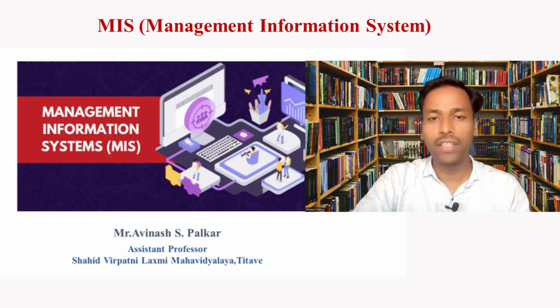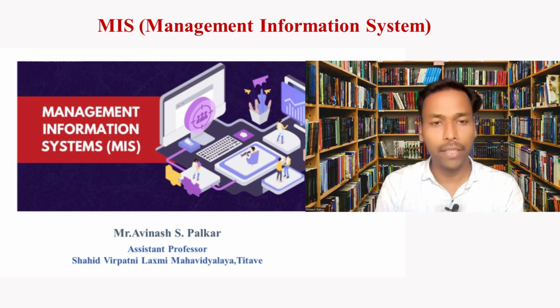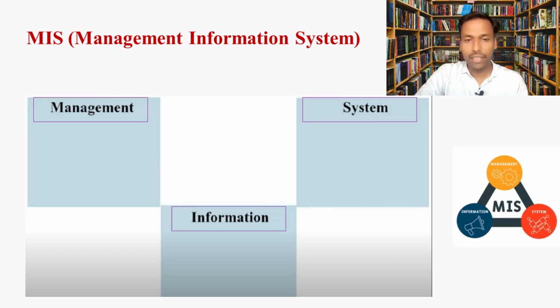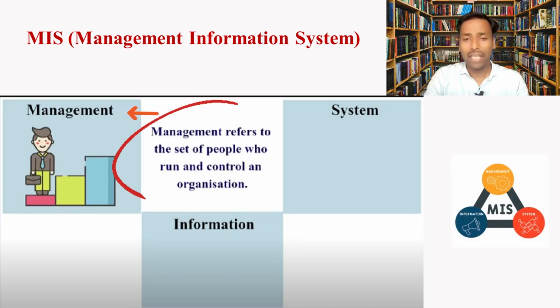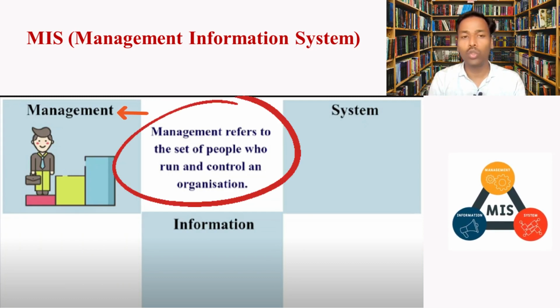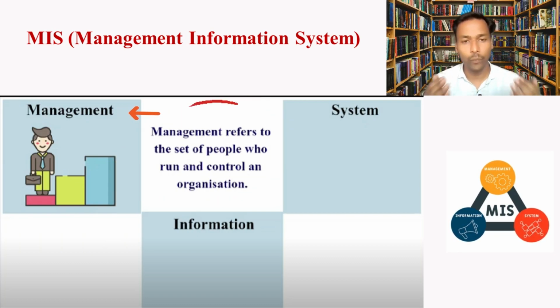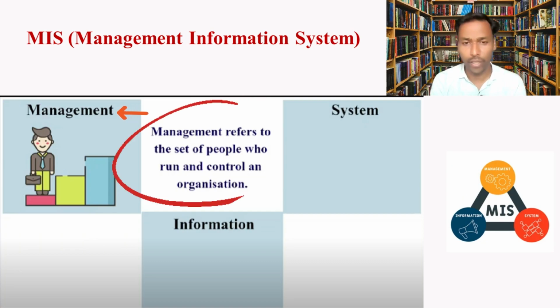Let's understand what is an MIS or Management Information System. It consists of three words: management, information and system. Let us understand the meaning of each of these words separately first. Management basically refers to those people in an organization that run and control that organization by taking certain decisions as and when required from time to time.